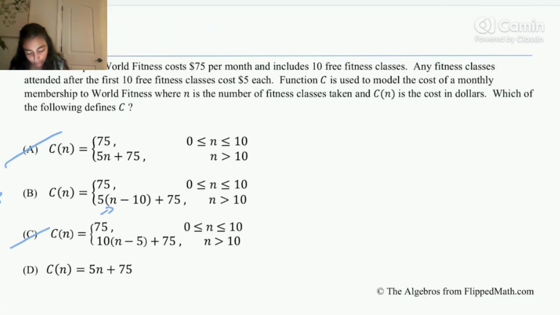5n plus 75. There's not even a system of equations like we need it to have, since it's different between when it's 10 classes versus over 10 classes, so it's also not an answer, so our answer is going to be B. And that'll be the end of our lesson today.